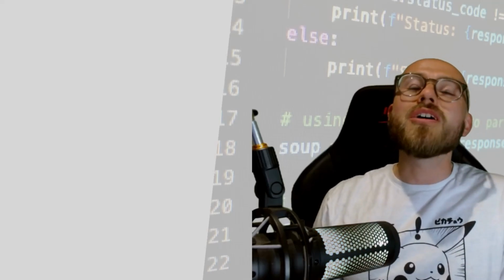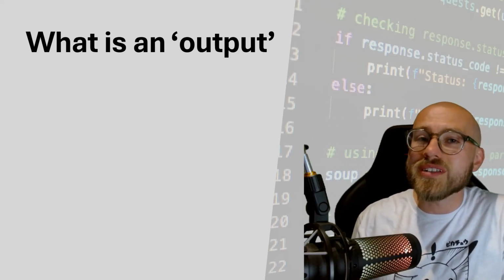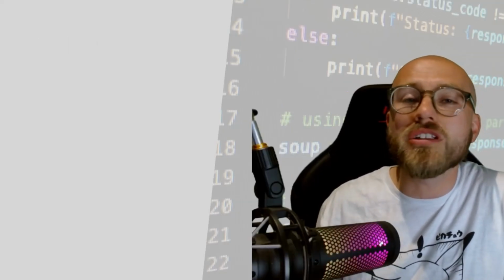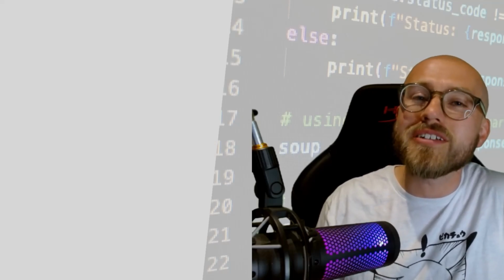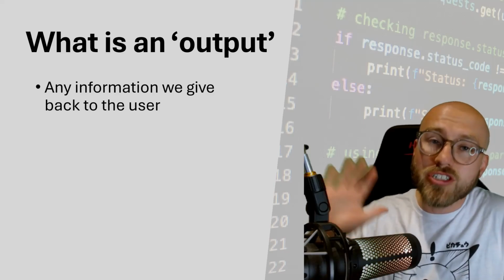Today we're going to be looking at what is meant by an output. Last time we installed Python and we're going to start using it today. One of the first techniques that we normally learn how to do is outputting information. Now what this means is that we're going to give some information back to the user, usually show them something.